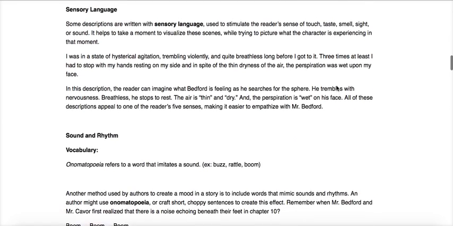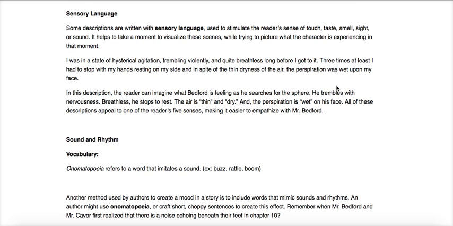Sensory language. Some descriptions are written with sensory language, used to stimulate the reader's sense of touch, taste, smell, sight, or sound. Sensory means using all your senses. That makes sense, doesn't it? It helps to take a moment to visualize these scenes while trying to picture what the character is experiencing in that moment.